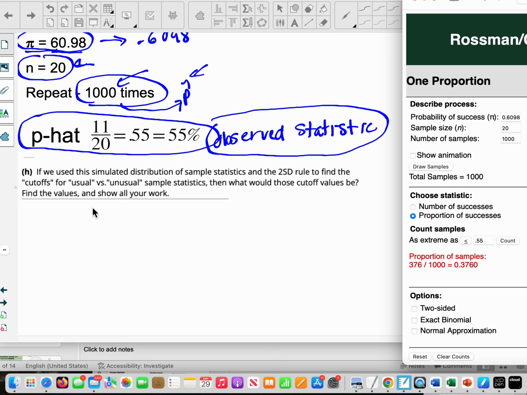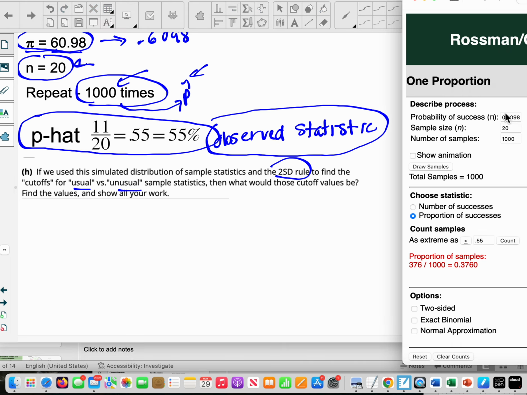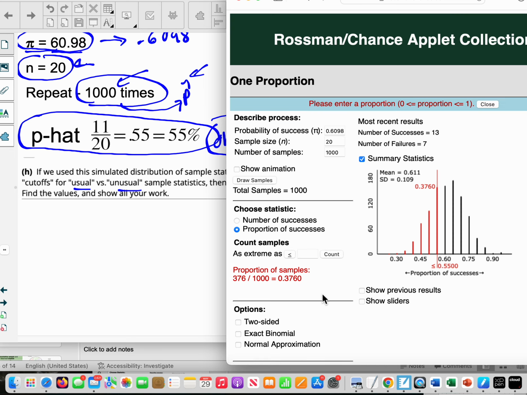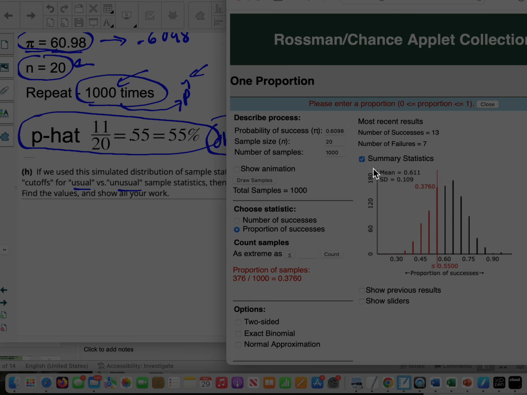So then it says if we use the simulated distribution and the two standard deviation rule to find the cutoffs for what's usual and unusual, then what would those cutoff values be? Show your work. Some people did not show their work here. All right, so what I'm going to do is I'm just going to take a quick snapshot here and I'm going to pull it into my presentation.